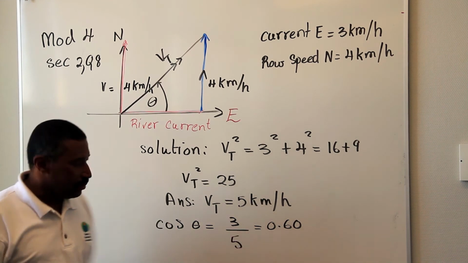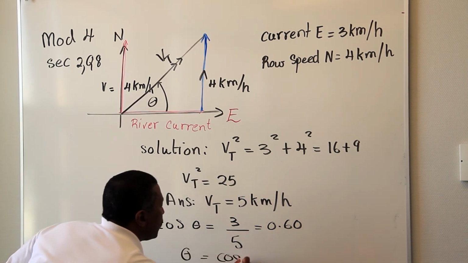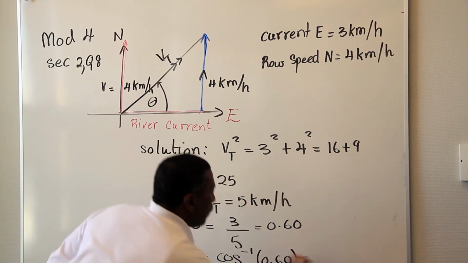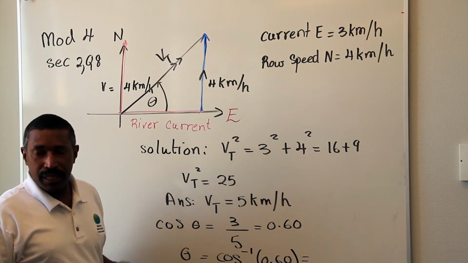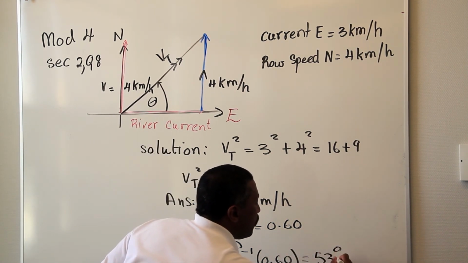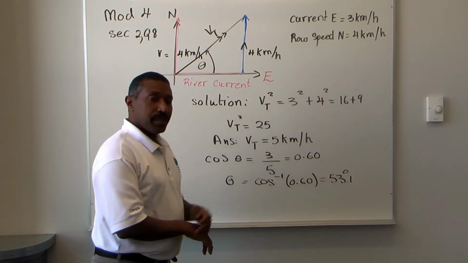Can you solve? Well, you know how to do that. Theta is equal to the inverse cos of 0.60. And can you do that in degrees? We can do an approximation. We know that it would be at least 53.1 degrees. And there's your solution.